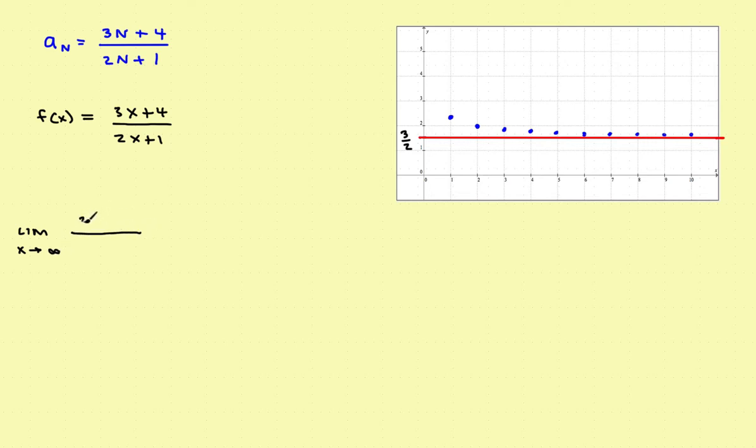And it's 3x plus 4 over 2x plus 1. Now we'll actually do this a couple ways, depending on whether you remember your limit rules or not. And the first one says this.